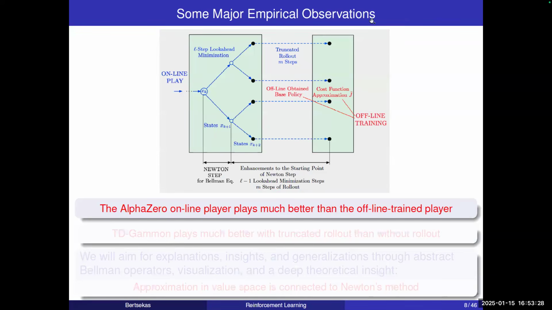Now here are some empirical observations using these programs. The first thing is that the AlphaZero online player plays much better than the offline trained player. The offline trained player uses zillions of processors, lots of training, huge amounts of data, and yet it is a mediocre player in chess terms. It's much worse than the phenomenal player that the online player is. The online play is a phenomenal chess player. This one, you can beat it yourself, actually.